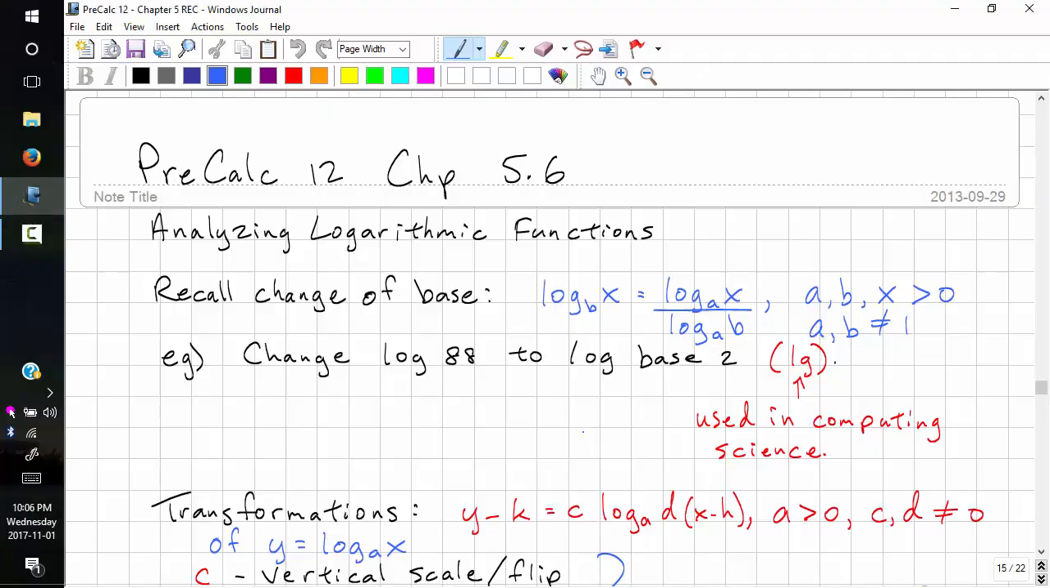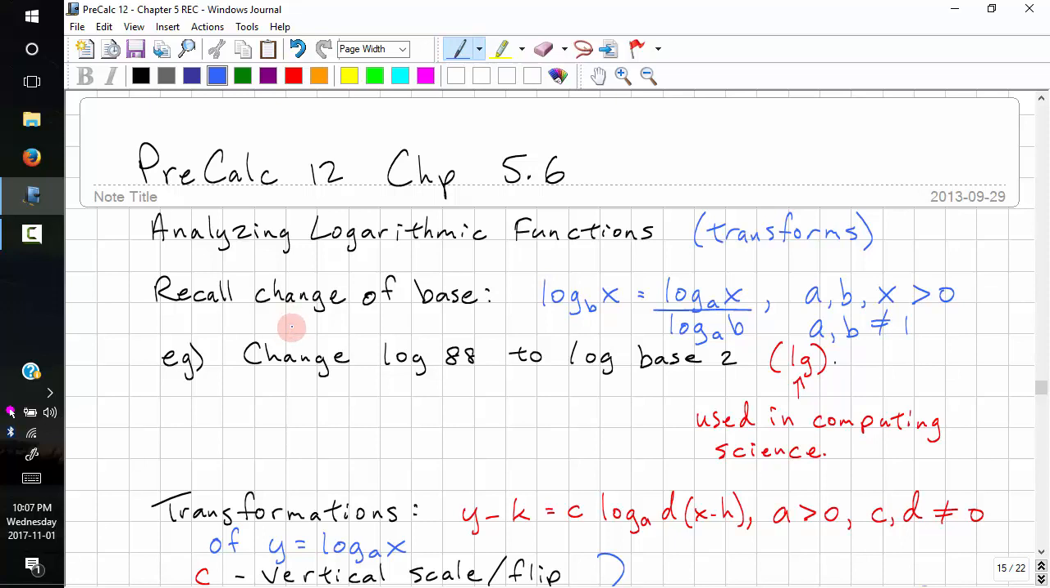This is Pre-Calc 12, Chapter 5.6. We're going to be analyzing logarithmic functions. Basically, we're looking at transforms. So if you understand transforms from the previous chapters, then this will be easy.